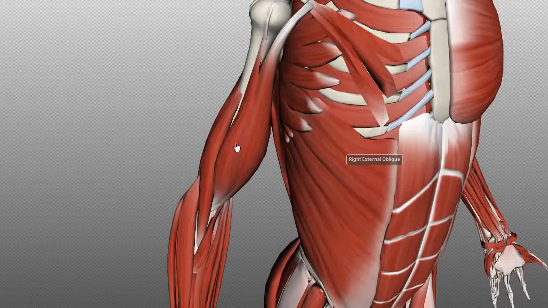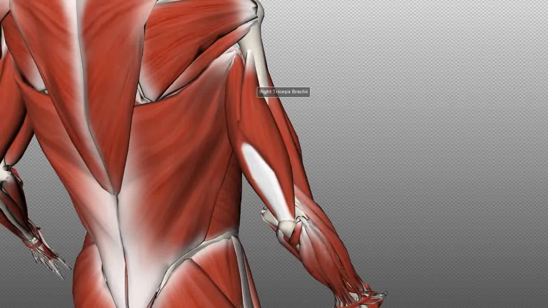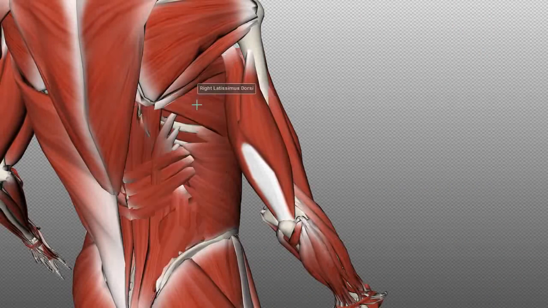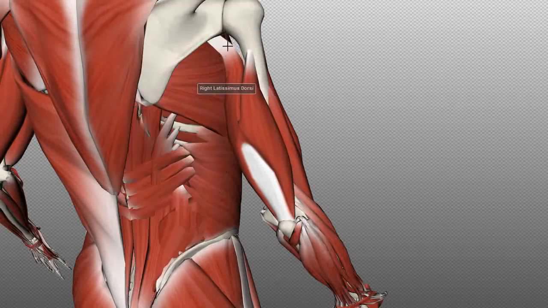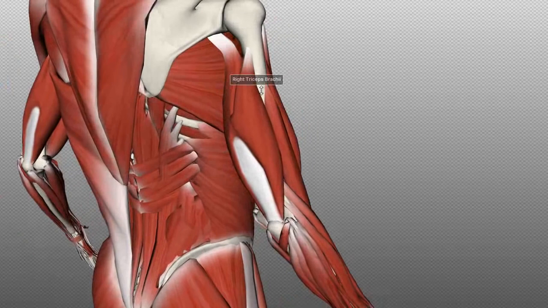So finally, the posterior compartment of the arm only has one muscle. So you've got the triceps brachii. So the tri referring to the three heads of this muscle. So you've got the long head and the medial and lateral heads. So I'll just dissect away the latissimus dorsi and the rotator cuff muscles, and we can see the origin of this muscle on the infraglenoid tubercle of the scapula.